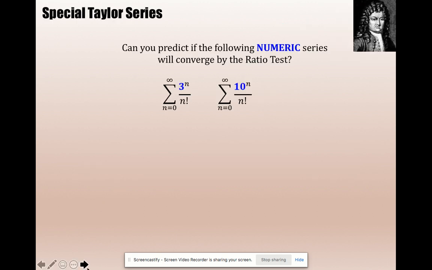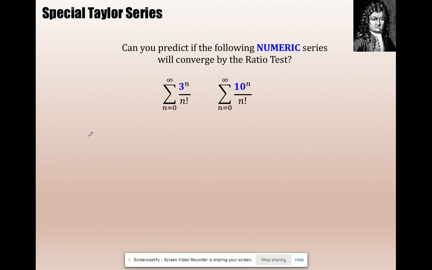So let's start off with some numeric series, right? One of the last tests we learned to see if a numeric series will converge is using the ratio test. And our clue to use the ratio test was that we had powers and factorials. So can you just look and predict if these will converge? What do you think? I'm not expecting, it's a 50-50 shot. Yes, they will. No, they won't.